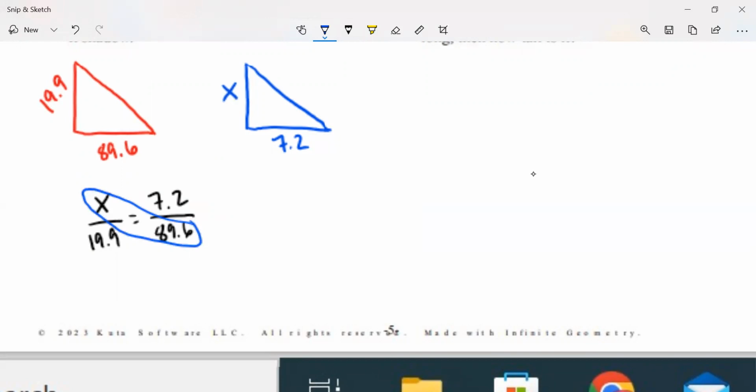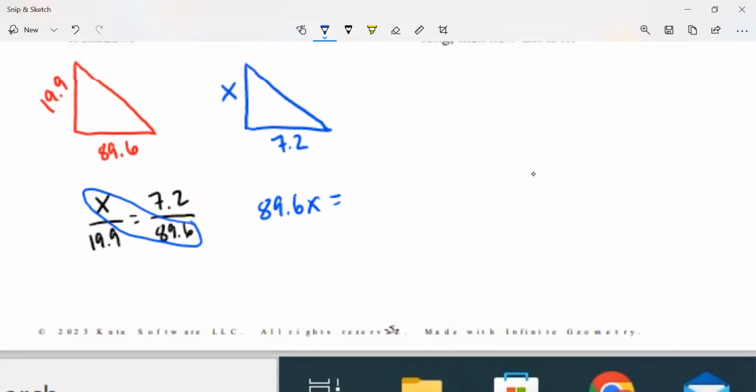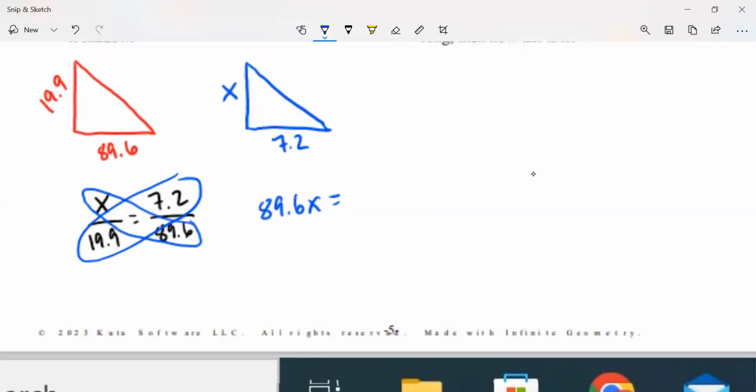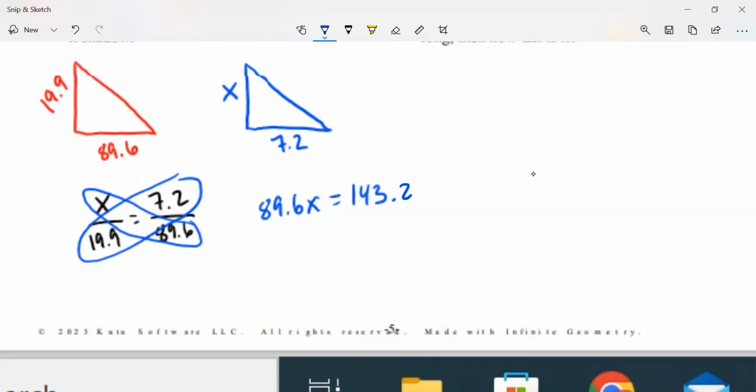89.6 times x is just 89.6x. That's the easy part. On the other way, when I go diagonal, I'm just going to multiply 7.2 times 19.9, and that gives me 143.28. I'm not rounding just yet. My answer is what gets rounded, not my work. So notice how I wrote 2 decimal places. I'm writing everything that I get. I'm not rounding just yet.